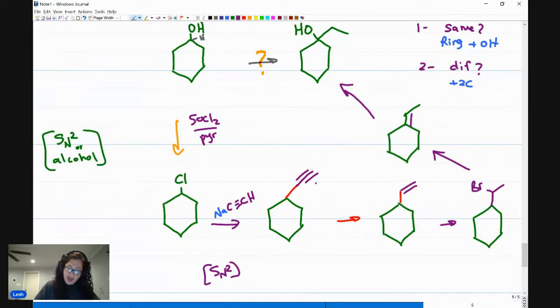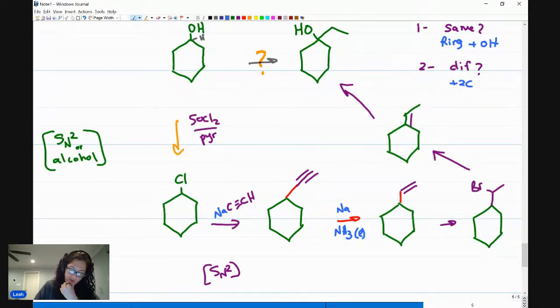Once I have the alkyne, I want to get to an alkene. That'll be a reduction. I've shown you the Lindlar before. This is terminal again, so we can use either one. So we'll use sodium in liquid ammonia. Again, it doesn't matter because it's terminal, but I want to show you both. Once I have the alkene, I want the bromine on the more substituted carbon.